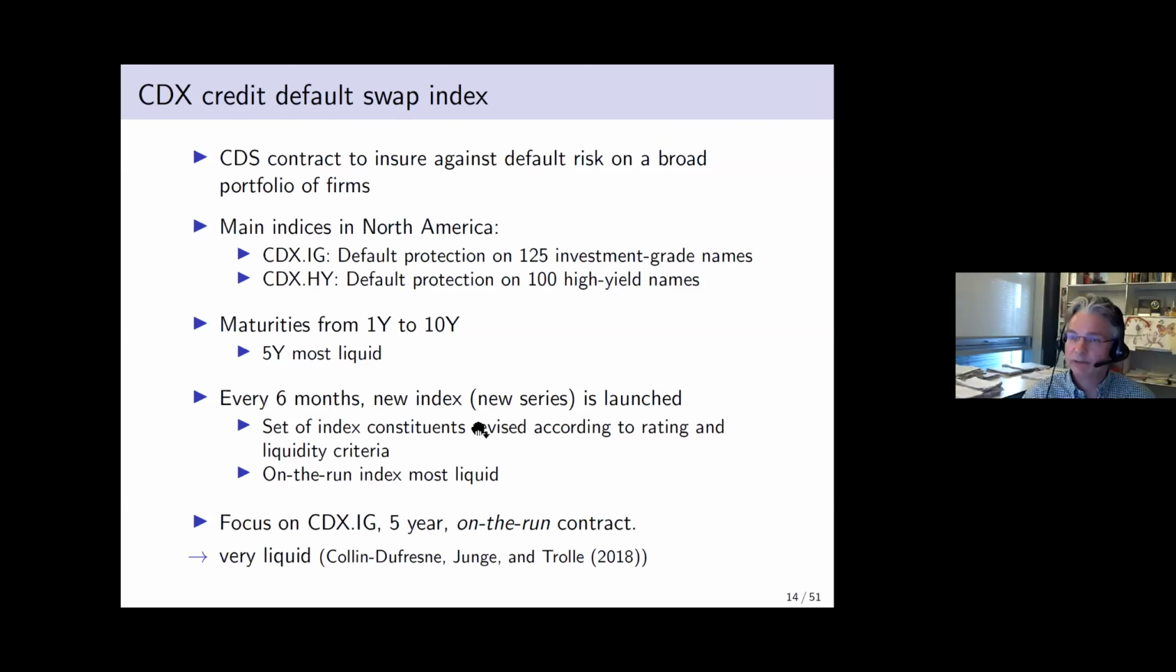So every time a new index gets launched, most market participants will roll into this new index to continue to hold the on-the-run most liquid CDX index. As a result, we will actually focus on this 5-year on-the-run CDX contract.